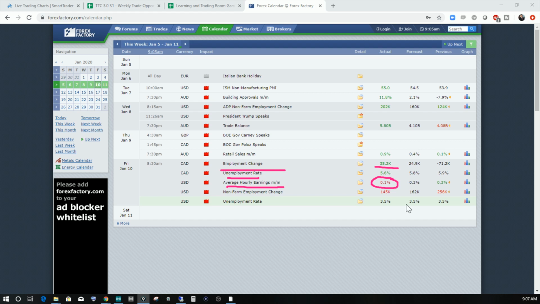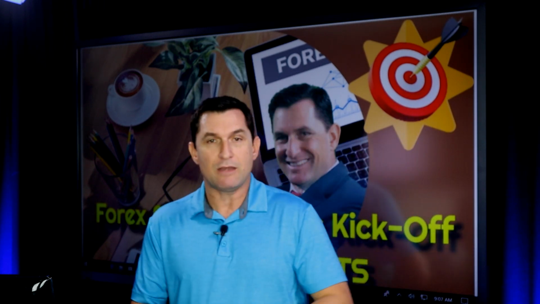Okay, so that was solid. So what is this number telling us? Well, this number is telling me and telling most of the traders out there that jobs seem to be reducing. All right, now give or take, jobs is going to flow back and forth each and every month. We're going to have upticks, downticks, upticks, downticks.